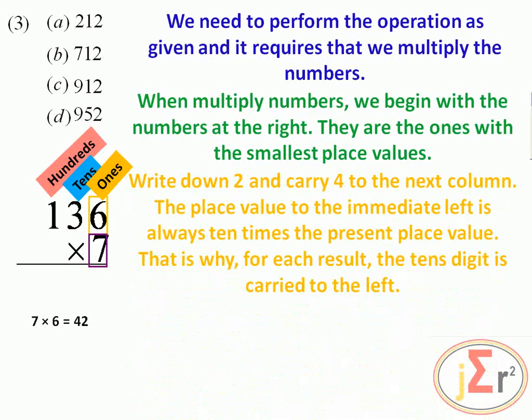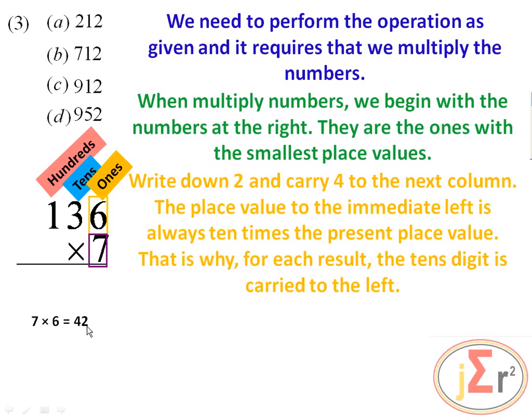Write down 2 and carry 4 to the next column. The place value to the immediate left is always 10 times the present place value. That is why for each result, the tens digit is carried to the left. So if we add or multiply, we end up with a result.